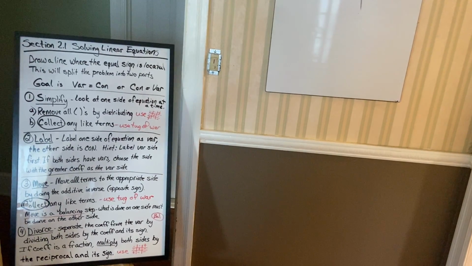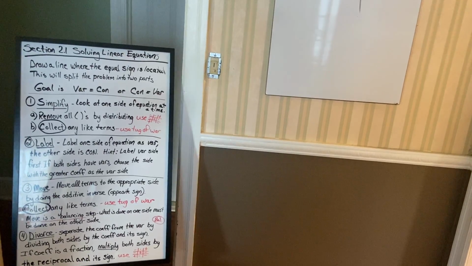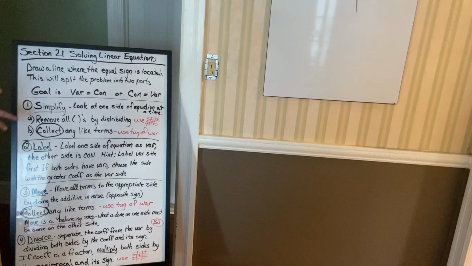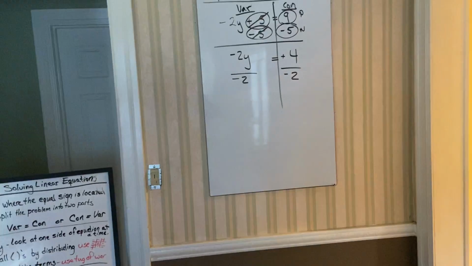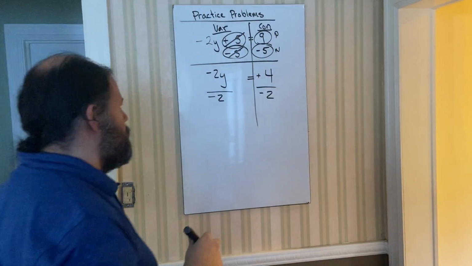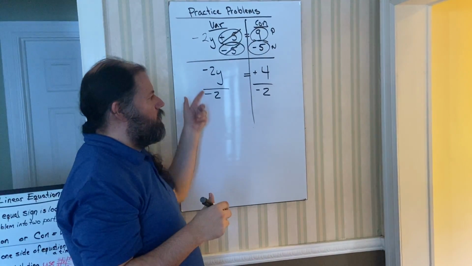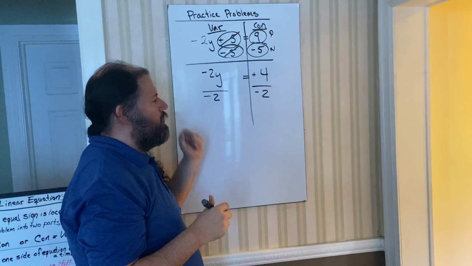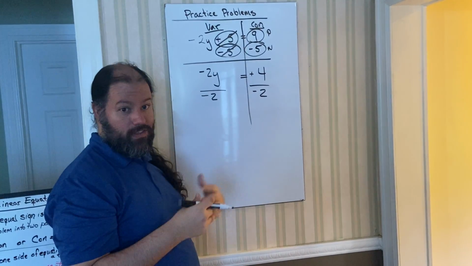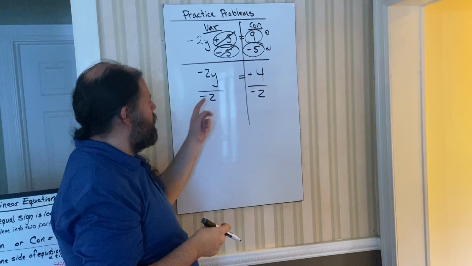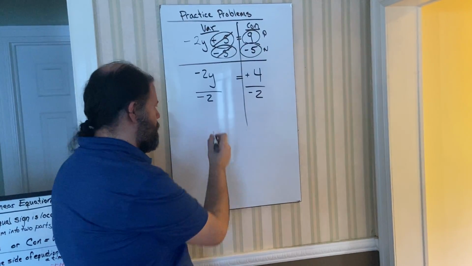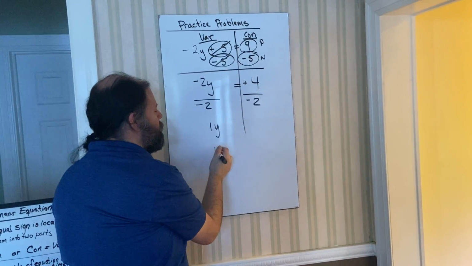When a negative and a negative, if you're collecting, it'll stay negative. If you're divorcing, it's going to become positive. So you've got to be careful. Know when you're going to use a tic-tac-toe board versus tug-of-war. Here, we're divorcing, dividing. So a negative divided by a negative, you know it's a positive. 2 divided by 2 is 1y. We just said that 1 times y is y.